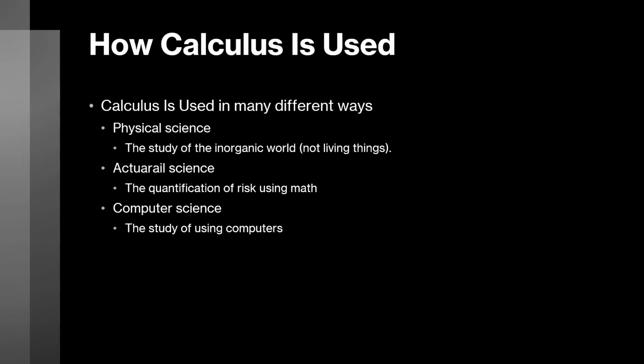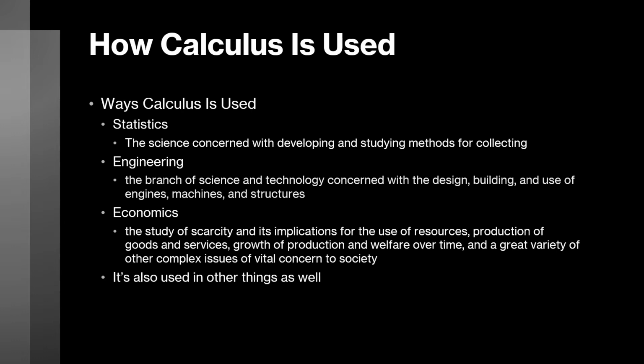How calculus is used. Calculus is used in many different ways. It's used in physical science, the study of the inorganic world, not living things. Actuarial science, the qualification of risk using math. Computer science, the study of using computers. Statistics, the science concerned with developing and studying methods for collecting. Engineering, the branch of science and technology concerned with the design, building, and use of engines, machines, and structures.